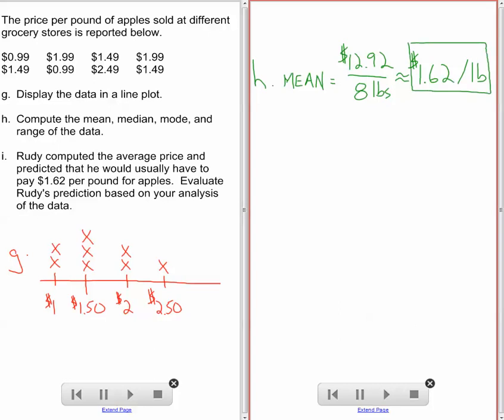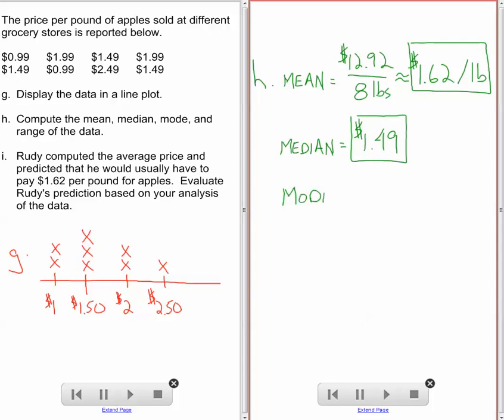Now the median's a little bit different. The first thing you've got to do with the median is line all these prices up in order. And on this line plot, we've already done that. We've got 99 cents, 99 cents, $1.49, $1.49, $1.49, $1.99, $1.99, and $2.49. So the middle price would be, since we have eight, 1, 2, 3, 4. The middle price would be halfway between our fourth and fifth. Our fourth and fifth are both $1.49, so our median price is $1.49. Again, four prices are below $1.49, and four prices are above or equal to $1.49.